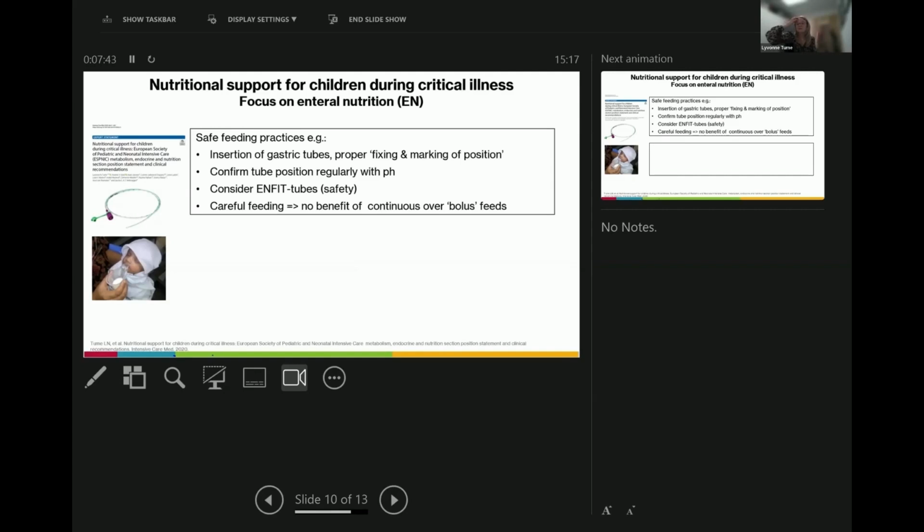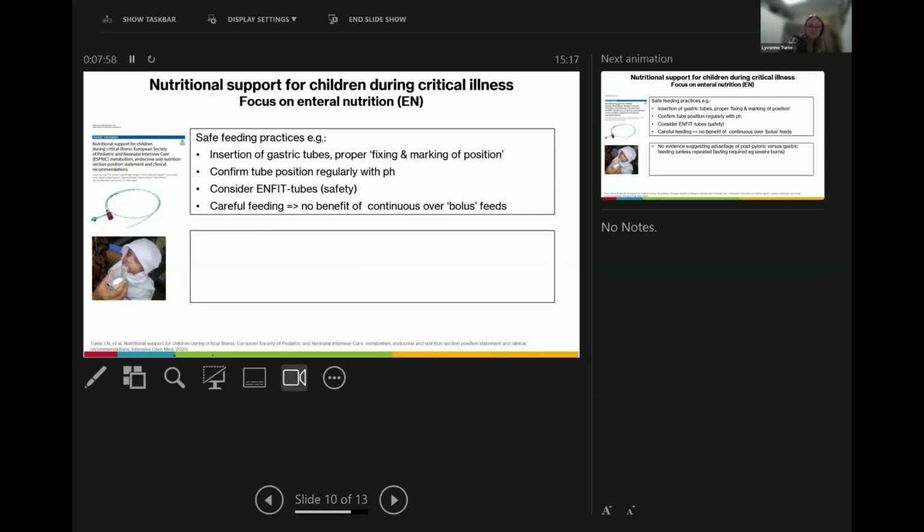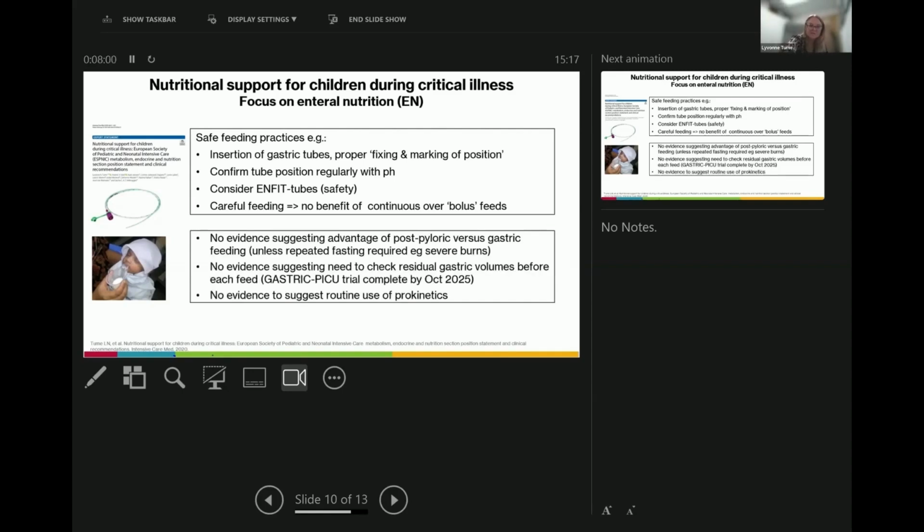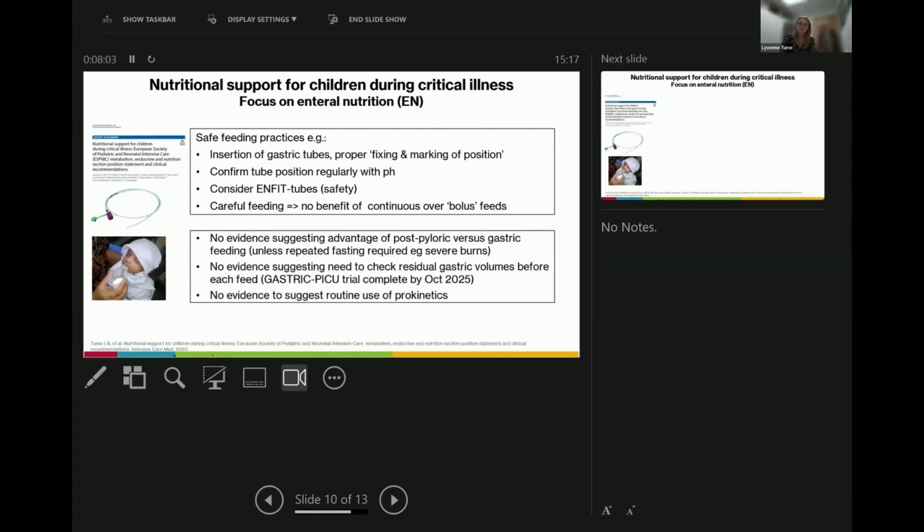There isn't any benefit of continuous feeding over bolus feeding. And in fact, in a low and middle income setting, you need a feeding pump to feed continuously. So that's probably not helpful. And as there's no benefit, then I see no reason to do continuous feeding in the low income setting. There's also no evidence of post-pyloric feeding being advantageous over just gastric feeding. There are a couple of exceptions to that.